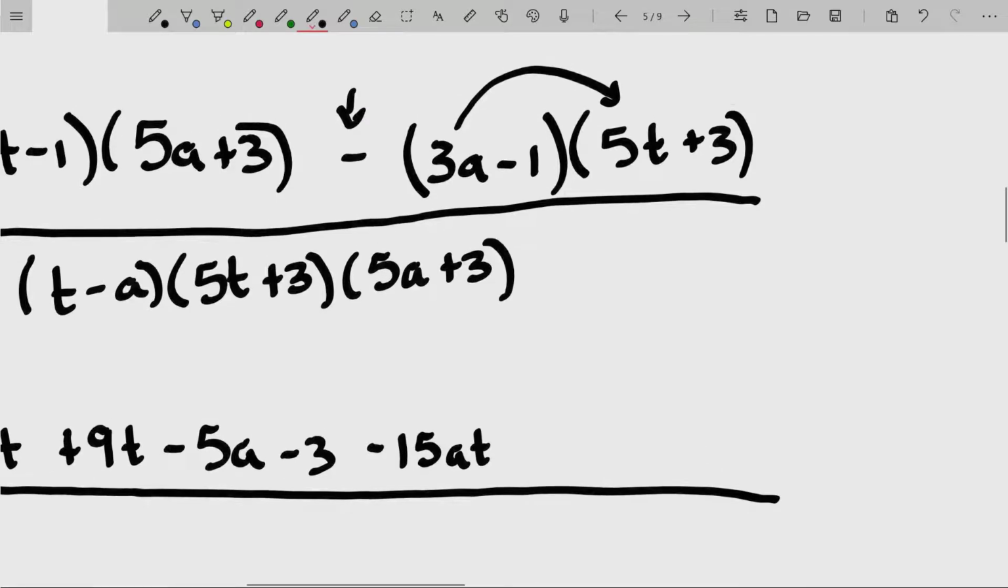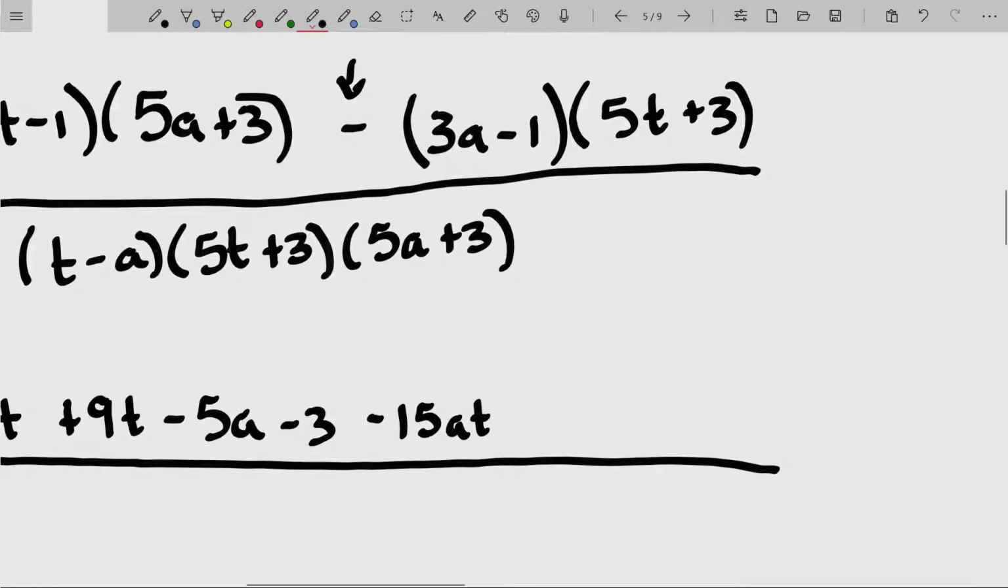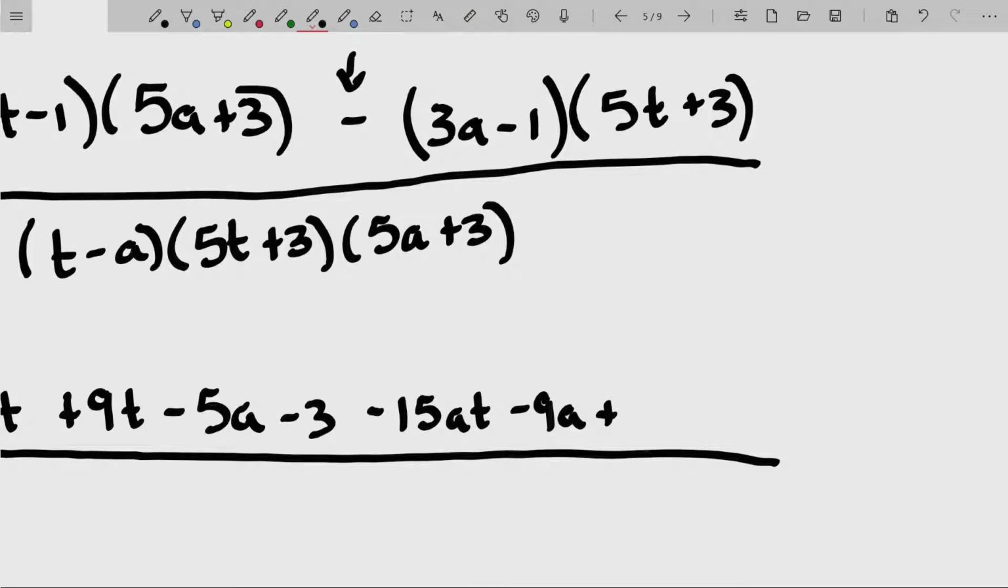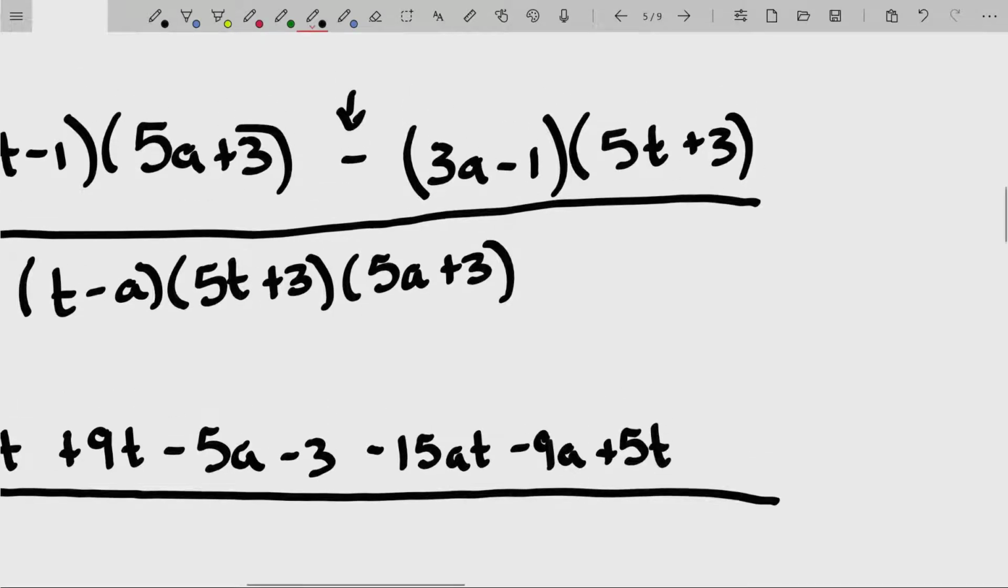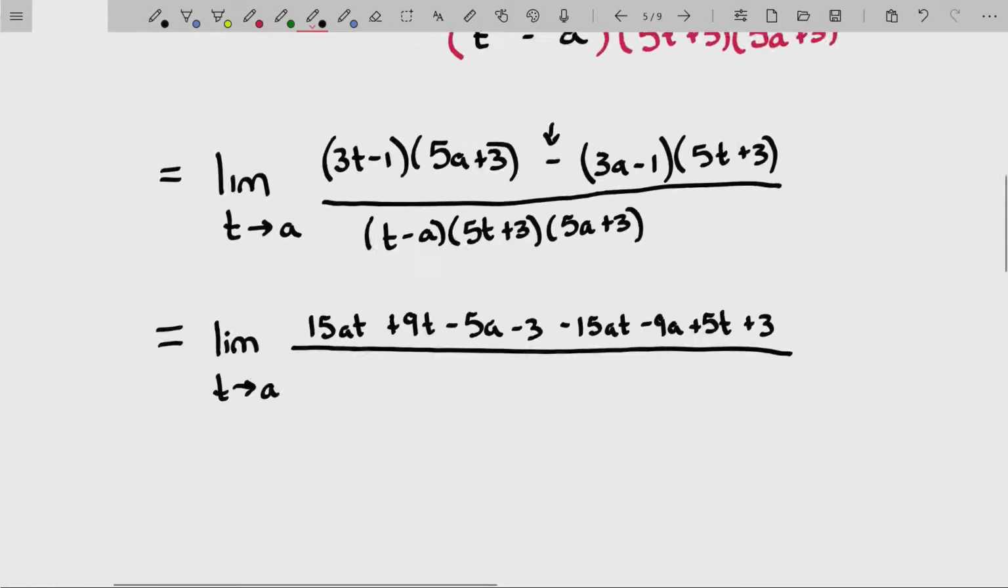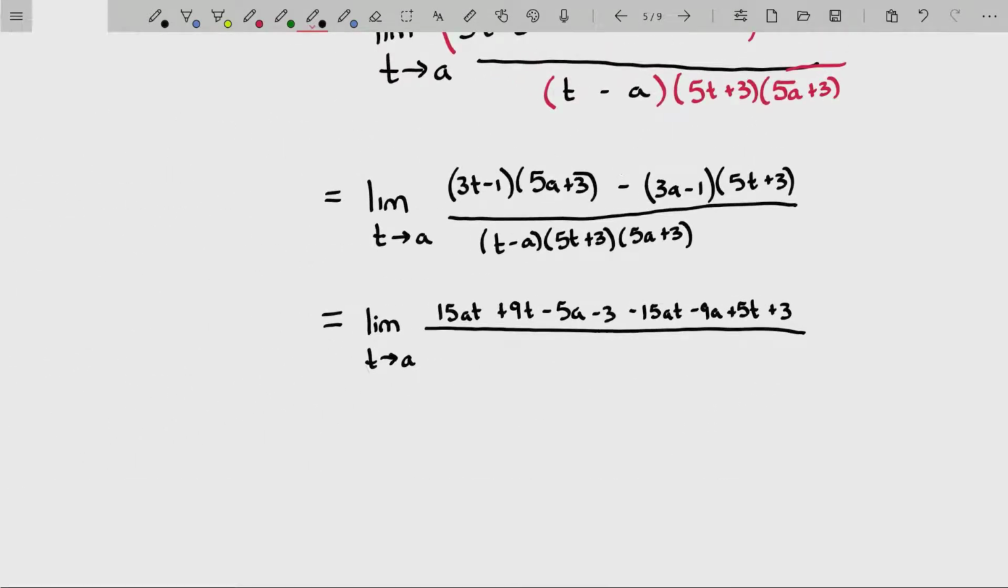And then 3a times 3, well, that's 9a, but it has a minus in front of it. And negative 1 times 5t is a negative 5t, but we have a negative in front of it, so it's a positive 5t. And finally, negative 3, but with a negative in front of it, so plus 3. Just be very aware. Be very, very careful. And this is all over the denominator.